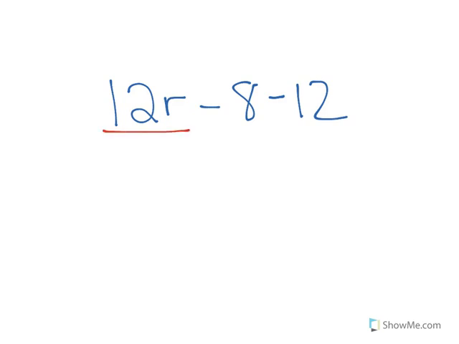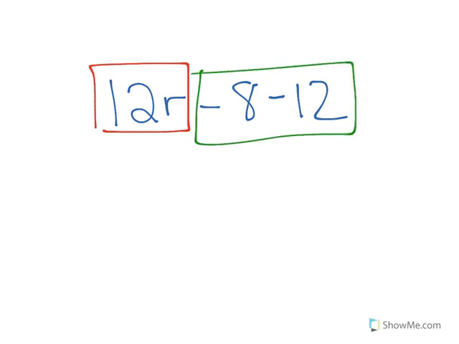All right. So what if I had a problem such as 12r minus 8 minus 12? Again, if I'm trying to combine like terms on this, I'm going to look at what terms I have that are the same. Now, I only have one term that has a variable, meaning I can't combine the 12r with anything else. I cannot combine it with my constants. Why? This has a variable and I don't know what the r represents. But I can combine my two constants, my two numbers to the right.